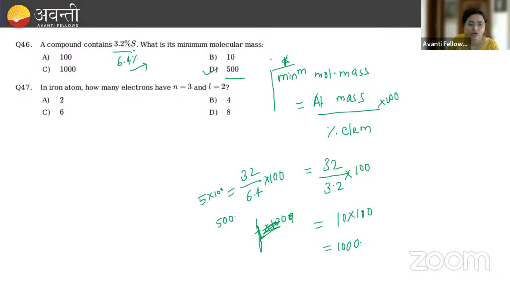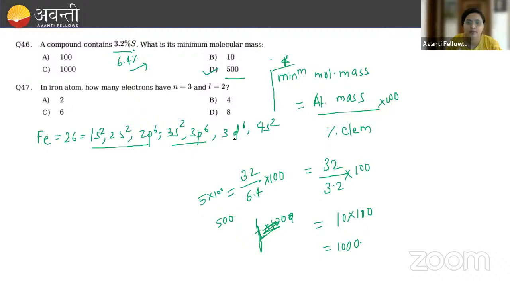In an iron atom, how many electrons are there in n is equal to 3 and l is equal to 2? So for an iron atom, what is the atomic number? 26. You know the electronic configuration: 1s2, 2s2, 2p6, 3s2, 3p6, that is 10, then 3p6 makes 18, then 3d6 and 4s2. So that is 26.